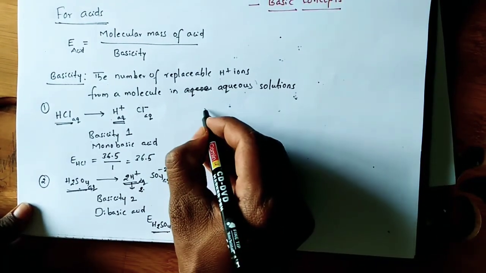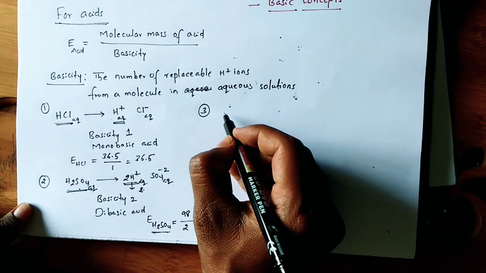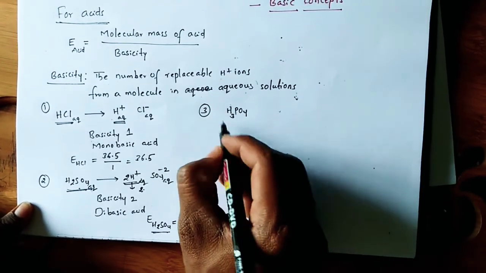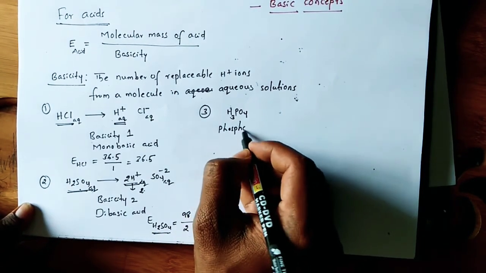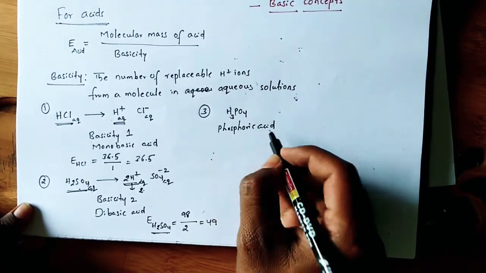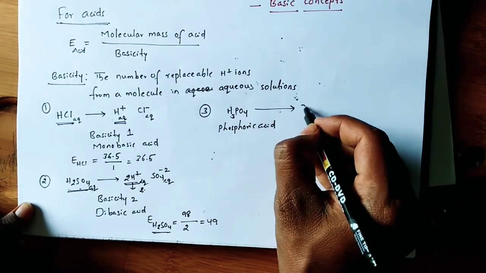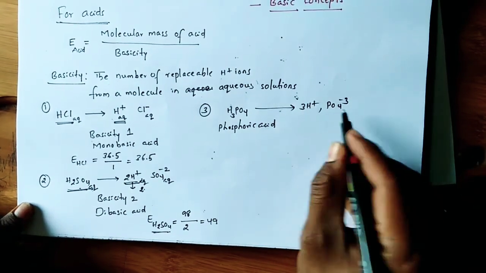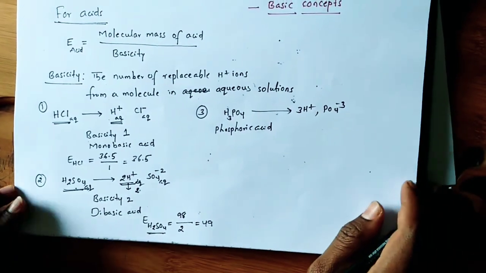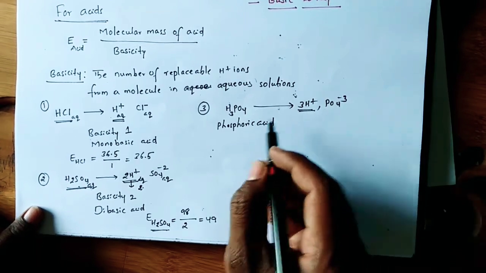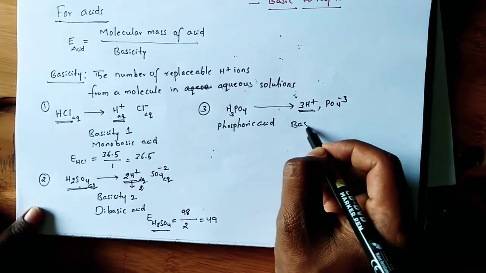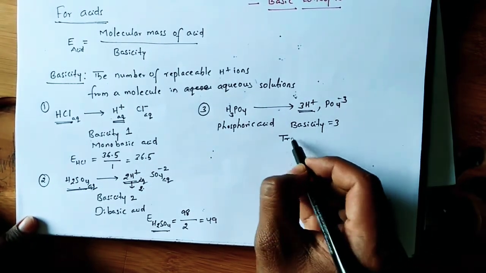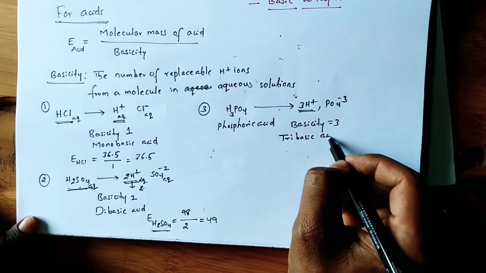One more example. What is the equivalent weight of phosphoric acid, H3PO4? It can dissociate into 3H+ and phosphate ion, PO4 3-. So how many H+ ions are there? 3 H+ ions. So its basicity is how much? Its basicity is 3. So it is a tribasic acid.